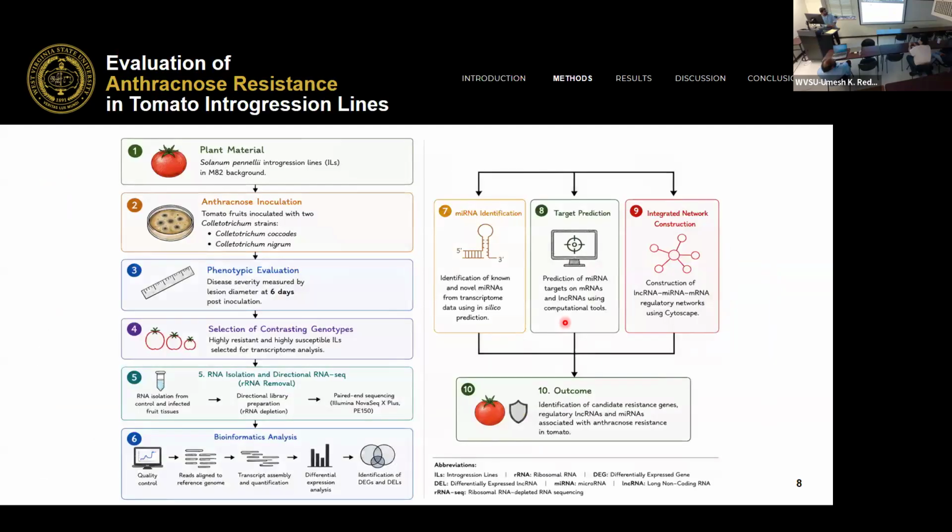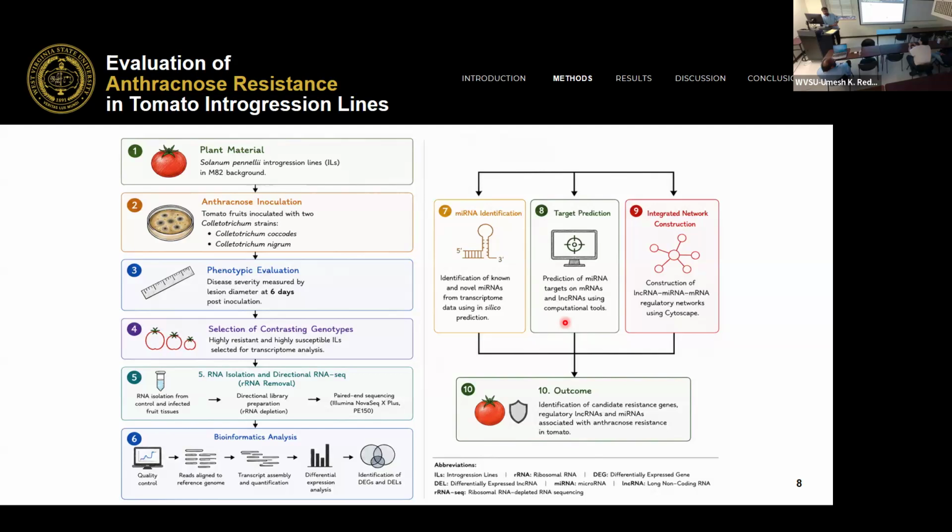So coming to the methodology, I used 50 introgression lines obtained from the C.M. Rick Tomato Genetics Resource Center. Fruits were harvested at full maturity. After that, I inoculated them with 2 strains of Colletotrichum, the fungus that causes anthracnose, namely Colletotrichum coccodes and Colletotrichum nigrum.